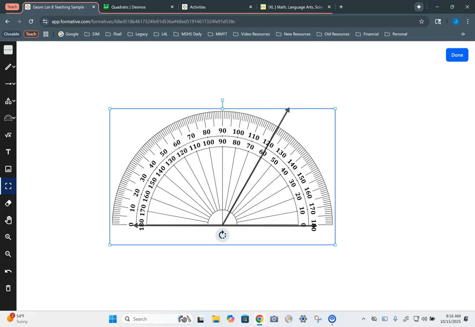So if we were to count all of these degree measurements all the way around, we're getting 180 of them. And of course, if we have another one on the bottom, that's where we get our 360 degrees in a circle, okay? So it's actually units of measure all the way around the circle.